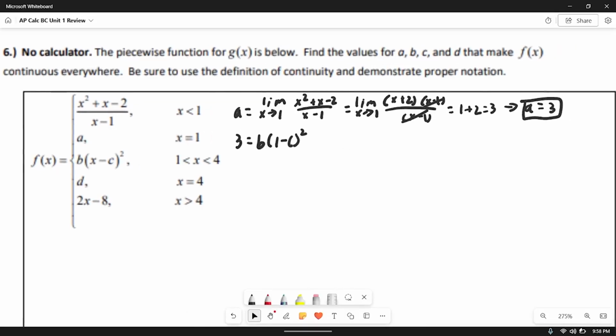Let's move on. So now for 4, these all need to be equal when we plug in 4 for x here. Obviously, there's no 4 there. And then when we plug in 4 into x from here. So we can plug 4 into x here. So b times 4 minus c squared needs to be equal to when we plug 4 into x for there. So I'm just going to write it as d for now.